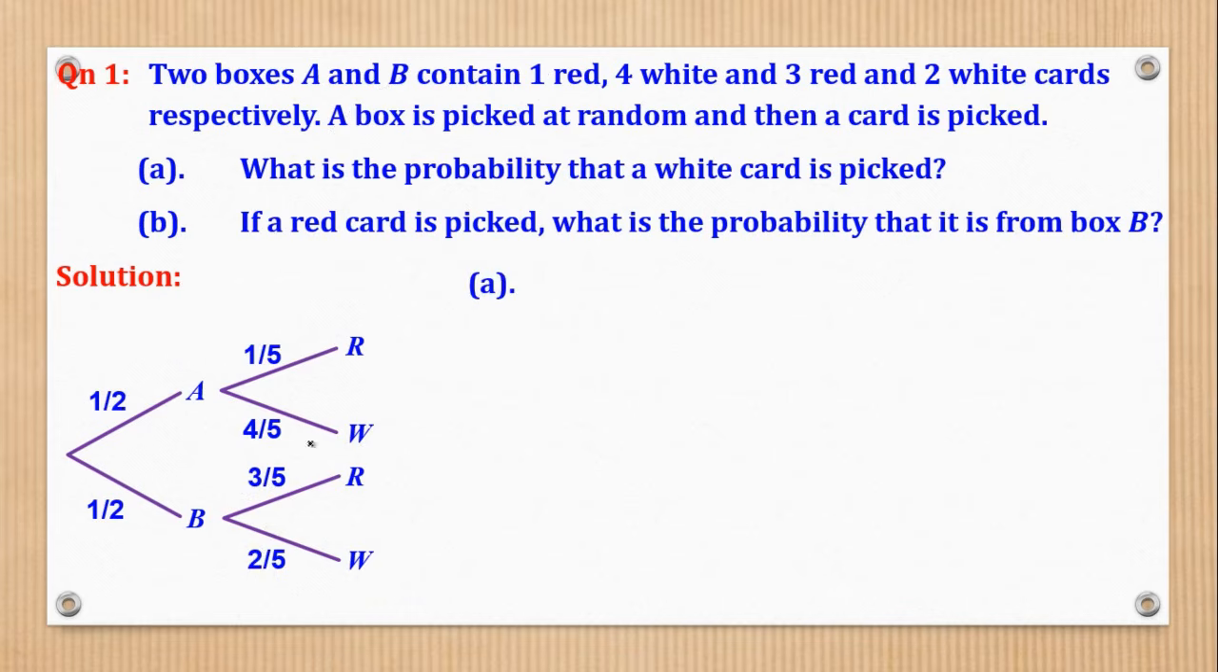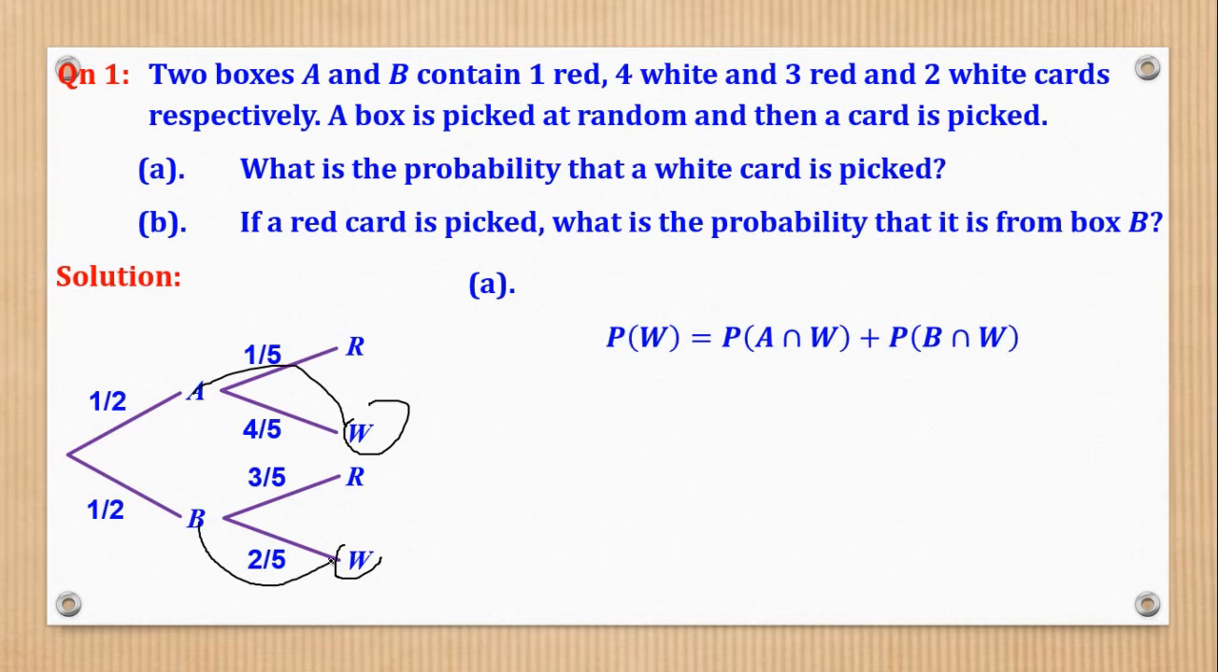So that is our tree diagram. Next is to answer the questions. One is the probability that a white card is picked. So the probability of picking white can be this or this. This one means A intersection W, and this means B intersection W, which is this and that.